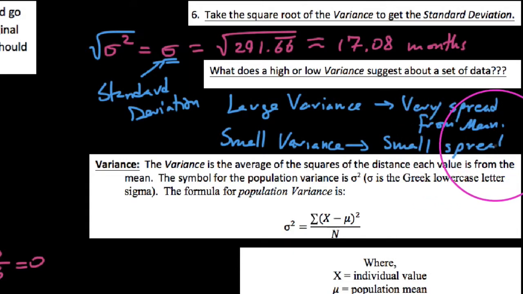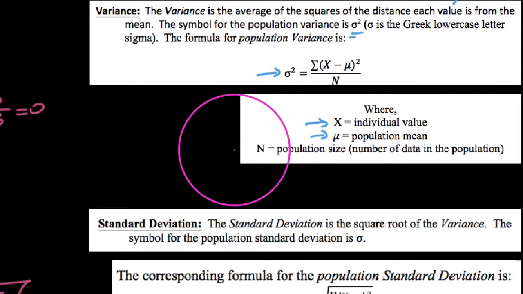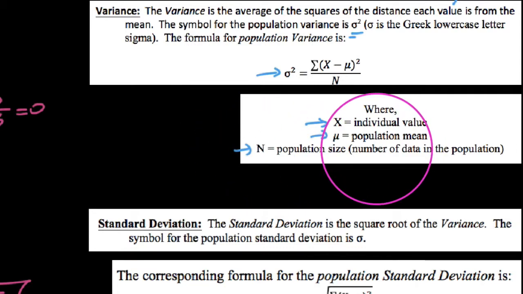The data is really packed around the average, kind of like brand B. By definition, the variance is the average of the squares of the distances of each value from the mean. The symbol for population variance is sigma squared. Find the distance between all the values and the mean, square those, add them all up, and divide by n. In this formula, x are the individual data values, mu is the population mean, and n is the size of the population, the number of things in the data.